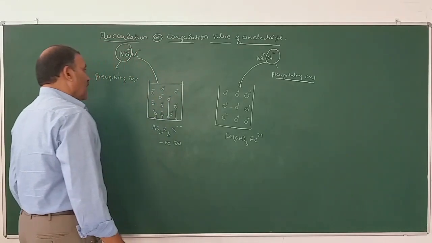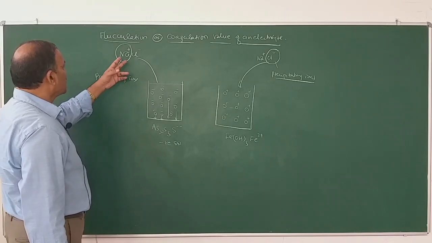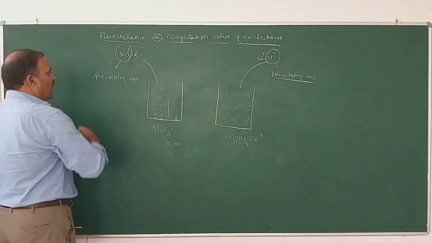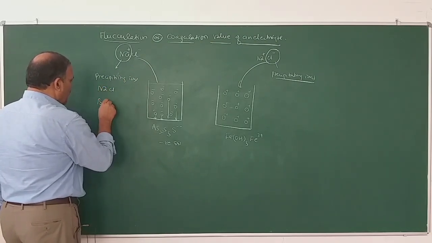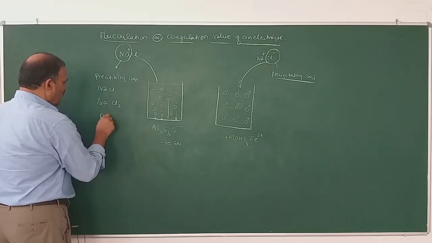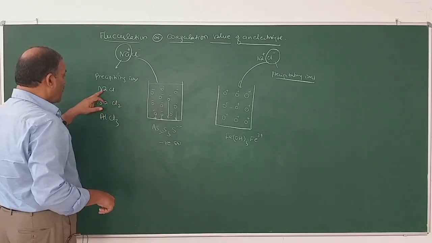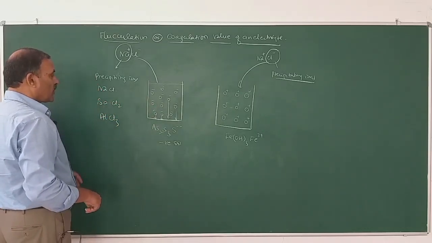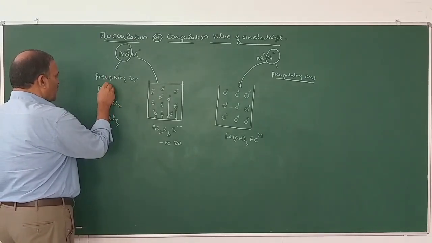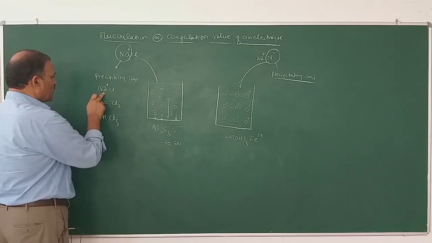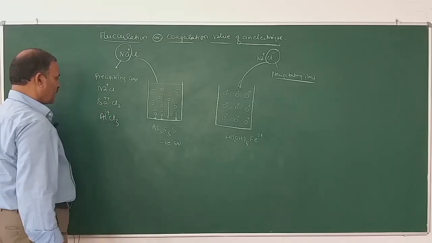Now coming to the Hardy-Schulze rule. Say for example there are many electrolytes, namely sodium chloride, barium chloride, aluminum chloride. For the precipitation of negative salt, the positive ions of the electrolytes are important. There are different electrolytes where the positive ions are different. The sodium ion is +1, barium is +2, aluminum is +3.